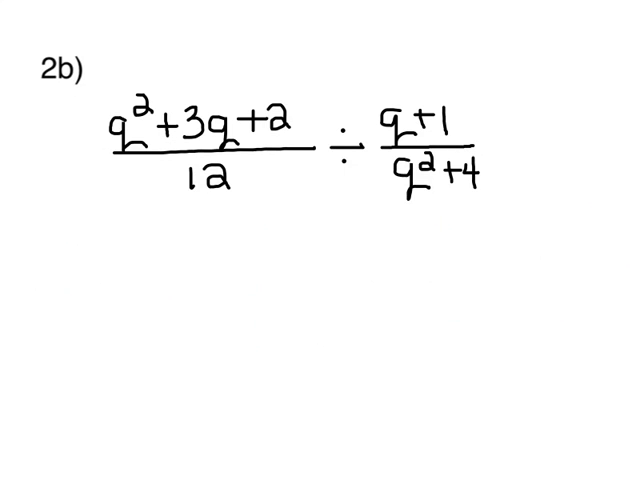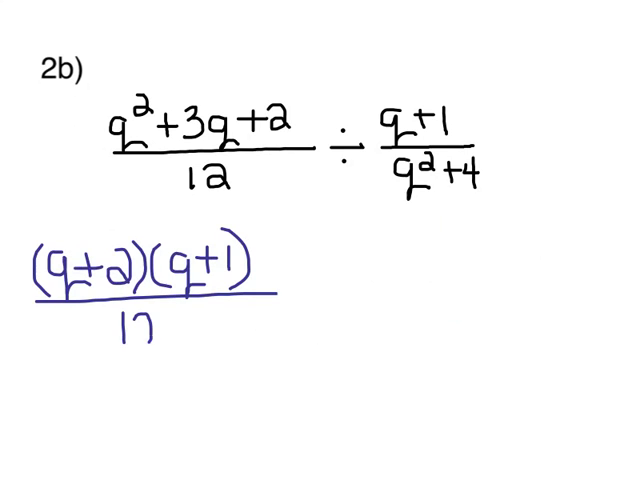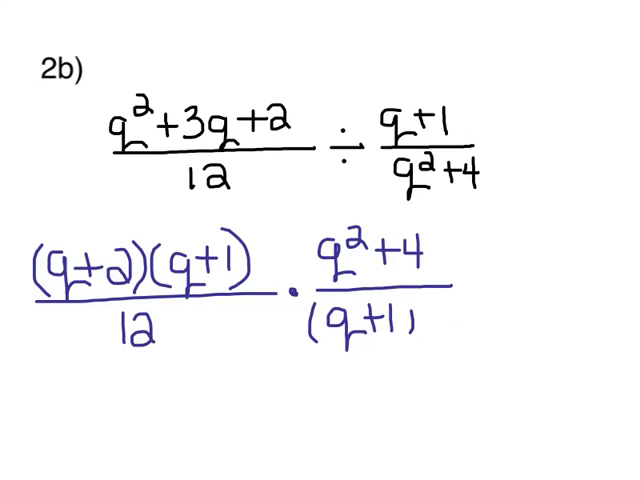In our last example, we'll start by factoring. So q squared plus 3q plus 2 factors into q plus 2 times q plus 1 over 12. Now we're going to have to multiply by our reciprocal. So in our denominator, we're going to have q plus 1. In our numerator, we'll have the q squared plus 4. Remember that we will try to factor this. Because q squared plus 4 is not the difference of two squares, we can't factor that.